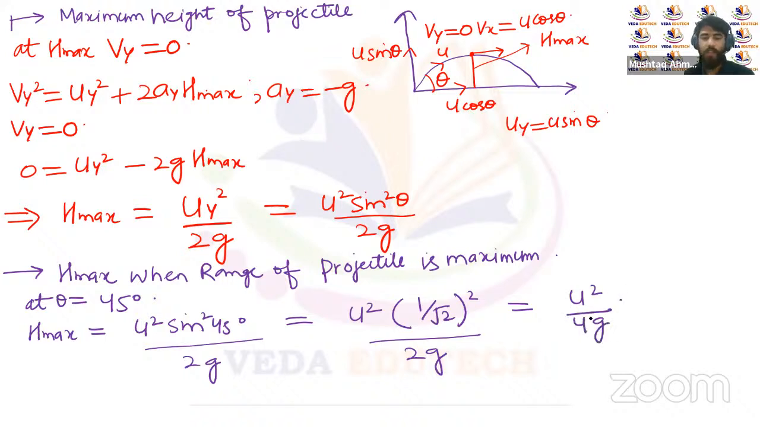So when the range is maximum, or the projectile has been projected at an angle of 45 degrees, the maximum height attained by this projectile will be equal to u square upon 4g, right? So that's how we calculate the maximum height of a projectile.